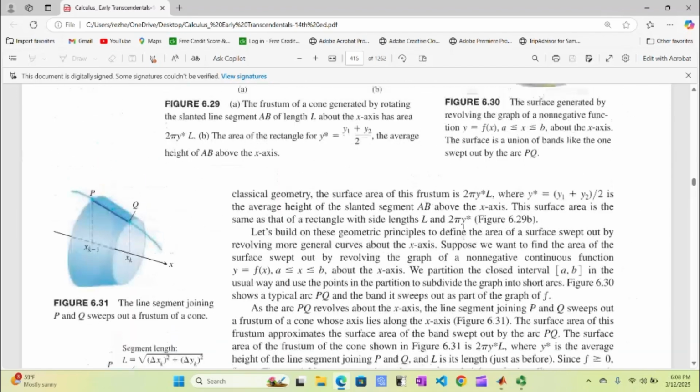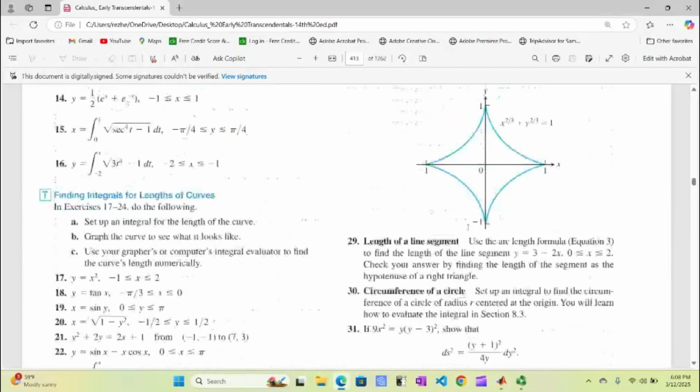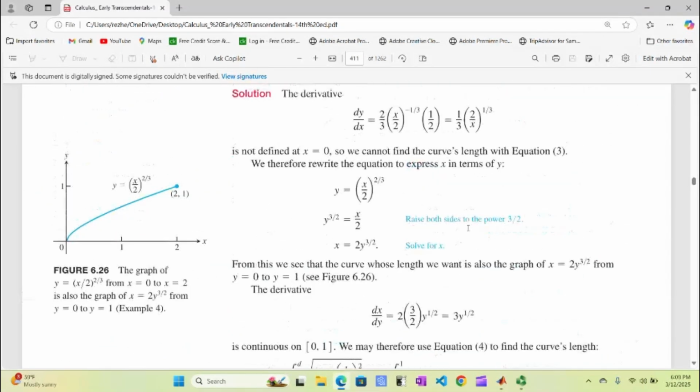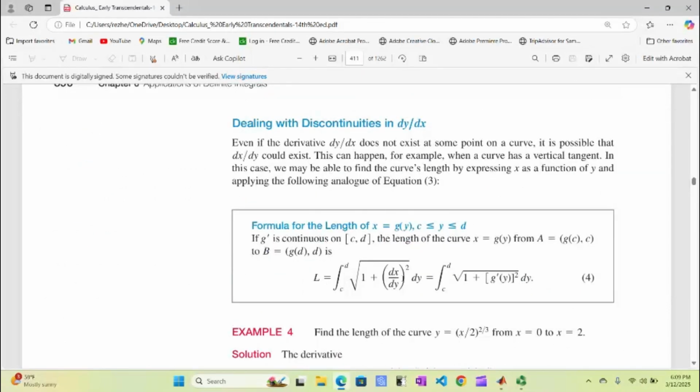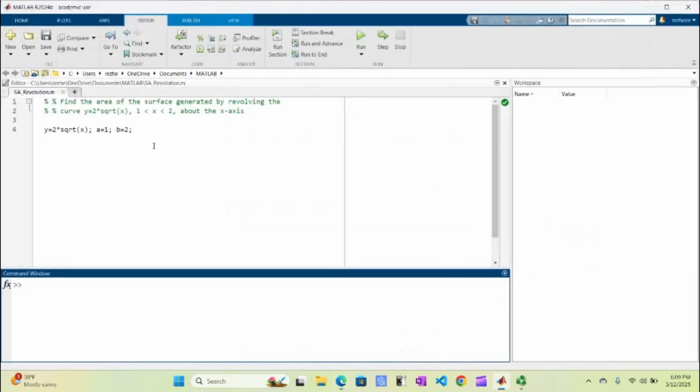It is very similar to how we define arc length. So if I go up here, we have the formula for arc length. L is the integral from c to d of the square root of 1 plus dx/dy squared. So the only difference is dy/dx versus dx/dy, but we will be revolving about both axes. So it's a very similar formula that we'll be using. All right, so with that said, let's jump over to MATLAB.